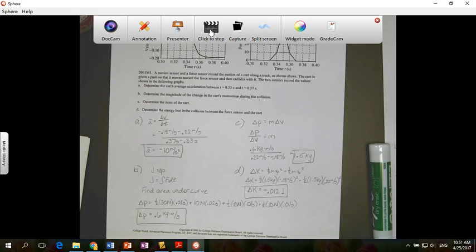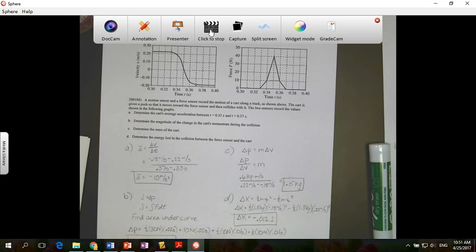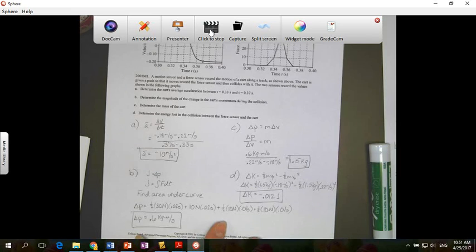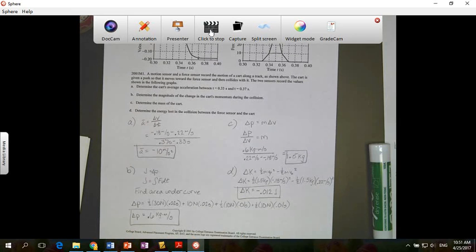I used area under the curve because I find it to be the fastest when you're given a graph like this. So I just literally split up my areas, the triangles, the rectangles, the two triangles, added them all together. You get 0.6 kilograms times meters per second.